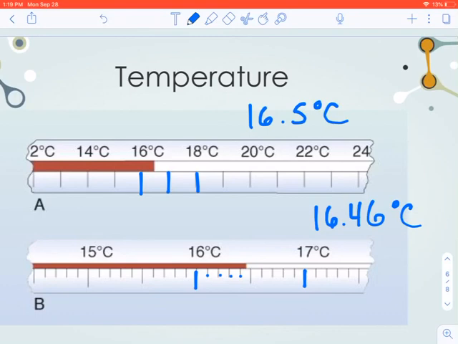So a couple reminders: look at what each of the lines represents. If each of the lines represents 1, go to the tenth. If each of the lines represents a tenth, go to the hundredth. So just keep that in mind, estimate one more place value, and don't forget your units. You have to make sure that you're using either degrees Celsius or grams or whatever unit is on your instrument. Okay, don't forget those.